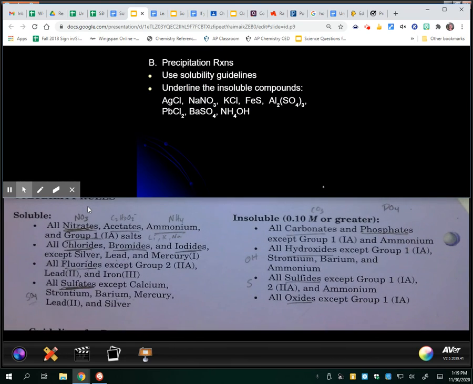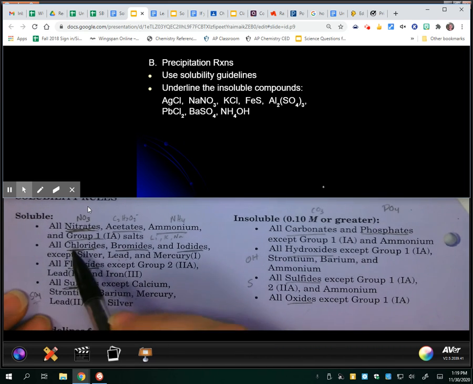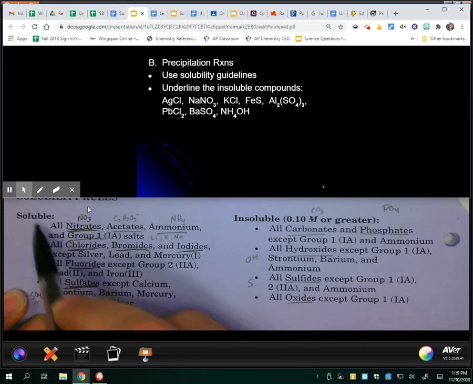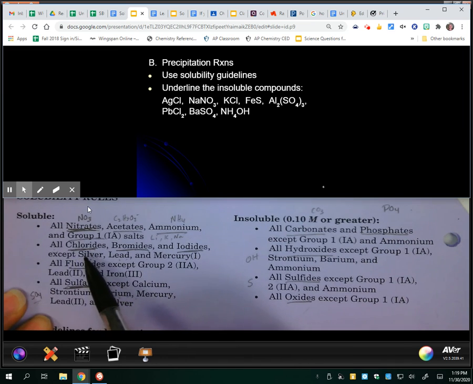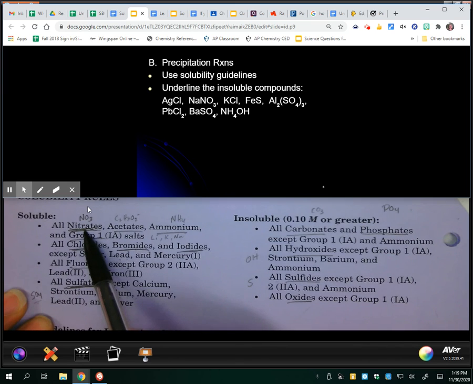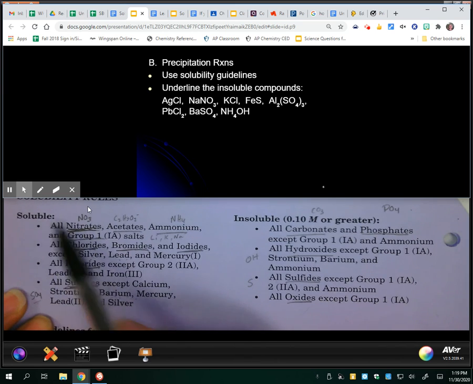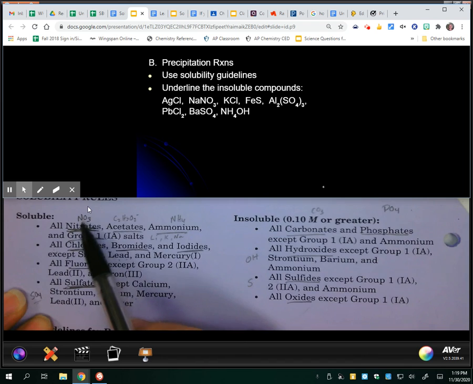All right, so if we look at the first one, silver chloride, it is a chloride, and all chlorides are soluble except if it's bonded to silver. So AgCl is insoluble. So that should have been one that you wrote down. The next one, NaNO3, that's a nitrate. And all nitrates are soluble. There are no exceptions. Plus, it's bonded to something in group 1. So that is all kinds of soluble. This one would be not one that you wrote down.